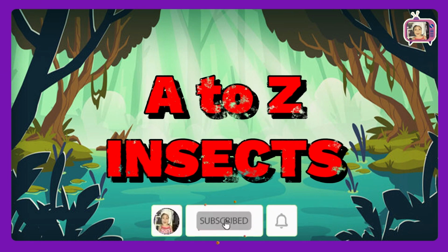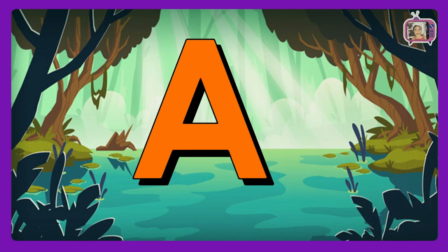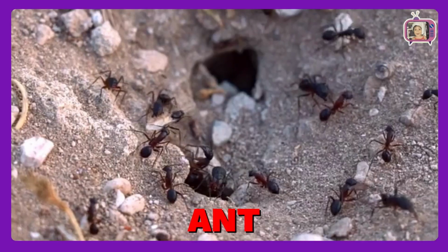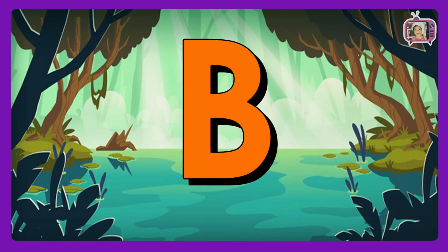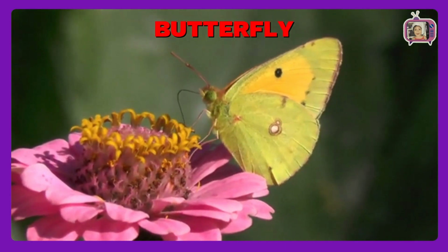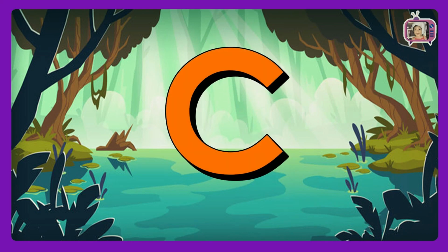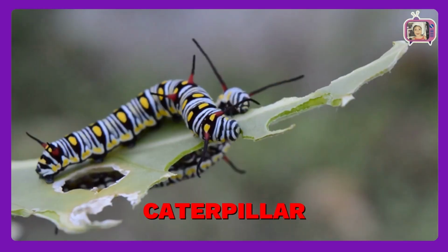In this video, we will learn the different kinds of insects. Are you ready? Let's go! A. A is for ant. Butterfly. Butterfly. C. C is for caterpillar. Caterpillar.